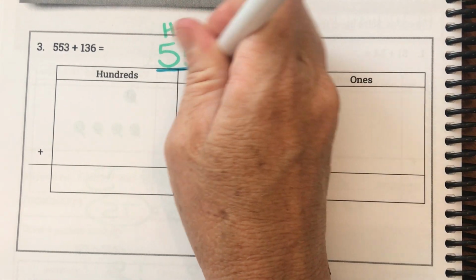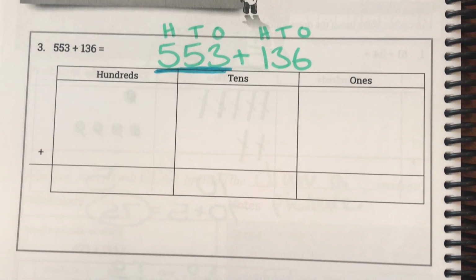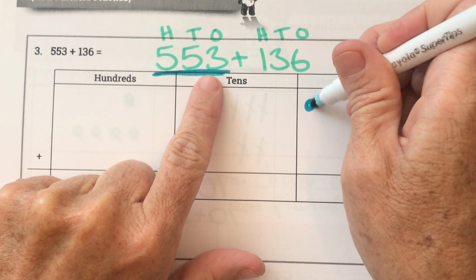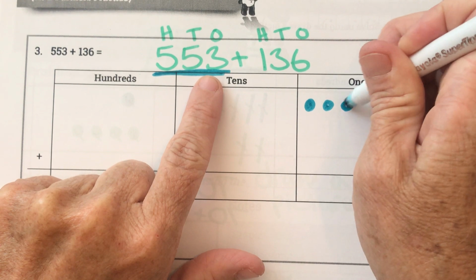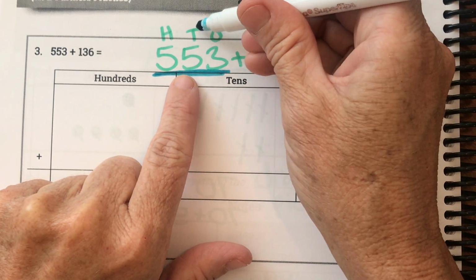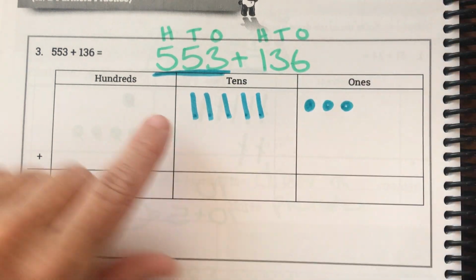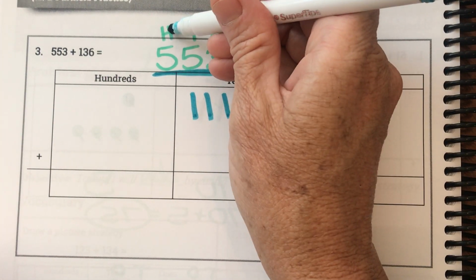So I'm going to use blue to draw my 553. I have 3 ones. Ready? 1, 2, 3. I have 5 tens. 1, 2, 3, 4, 5. I have 5 hundreds.